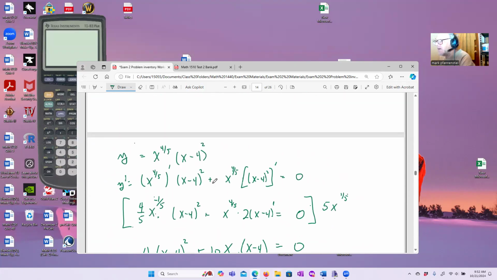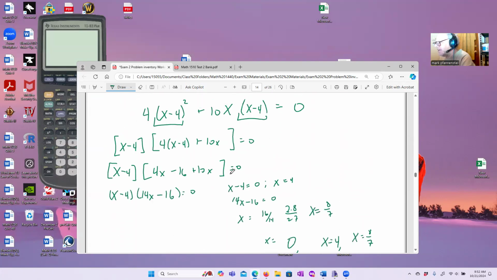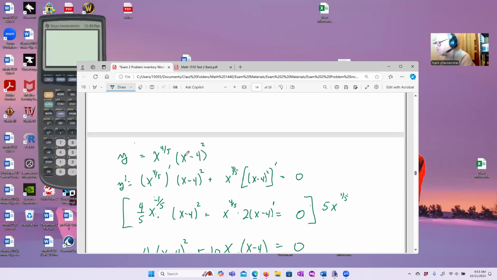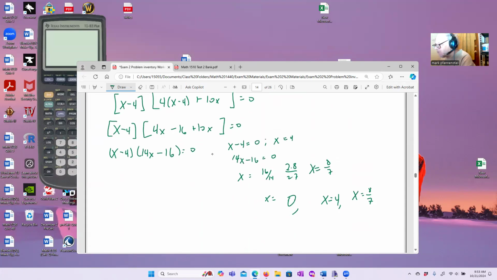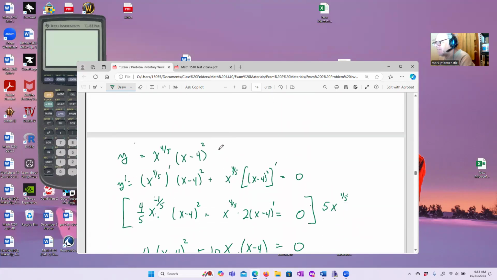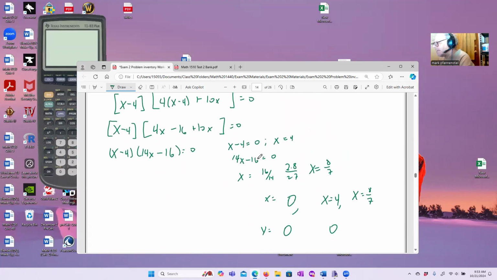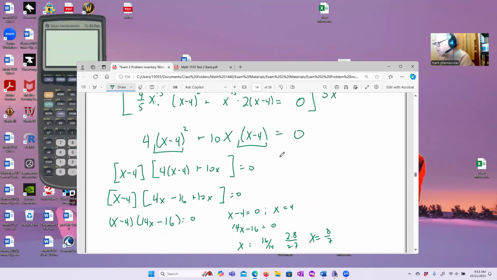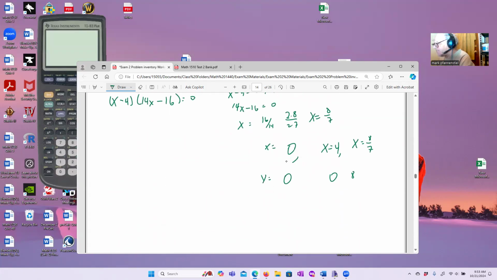If we really wanted to, I guess we could go back in and plug in values. When x was 0, this is going to be 0. So I guess the y value is going to be 0. The y value if x equals 4 would be 0. And then we have to type in 8/7. Since I don't have a calculator real handy, I would say that's going to be 8/7 raised to the 4/5 times (8/7 minus 4) squared. And that would be the value for y that we would want to put in for that.